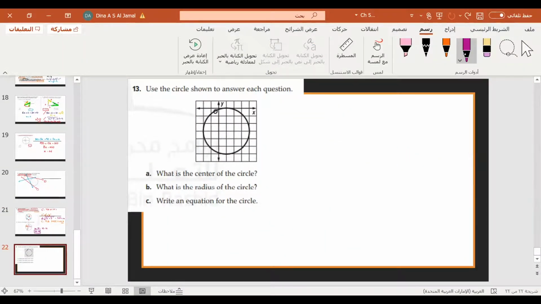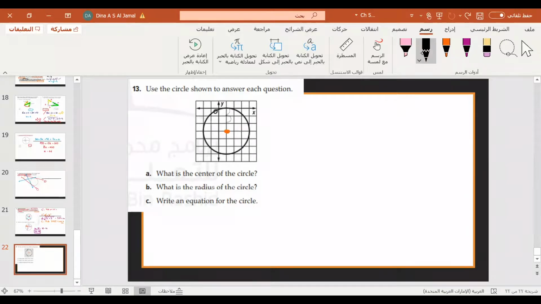Pay attention, it's all about the equation of the circle. Use the circle shown to answer each question. He gave you a graph and he asked what is the center of the circle, what is the radius, and what is the equation of the circle. So pay attention. Whenever you would like to find the center of the circle, you should know that it is located at the point that has equal distance from all the sides. So apparently it's this point where you have 3 steps every way.